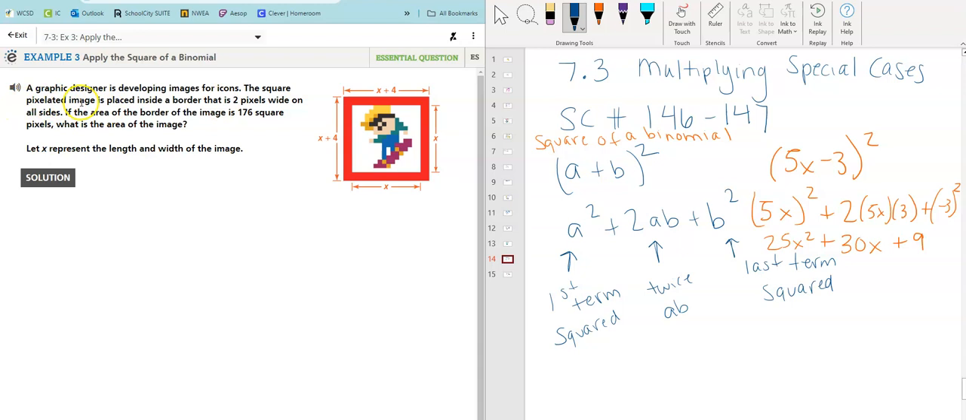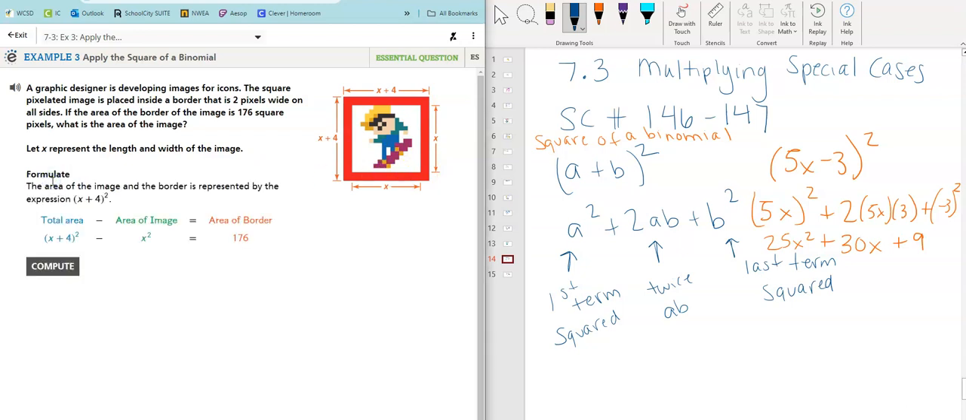The square pixelated image is placed inside a border that is 2 pixels wide on all sides. If the area of the border of the image is 176 square pixels, what is the area of the image? So we're going to let x represent the length and the width of the image. So x is the length and the width of the actual image. So you can see that this is the white part, okay? And because it is a square, the length and width are the same.